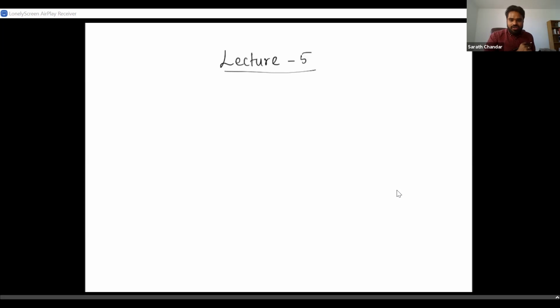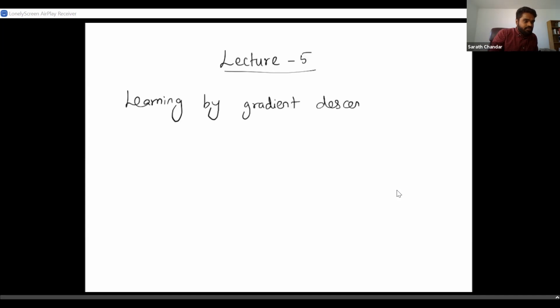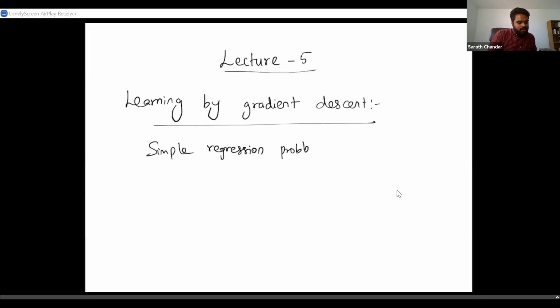So in this lecture, we are going to look at a new learning algorithm, which is gradient descent. Let's see how to do learning by gradient descent. To do this, we are going to consider the simple regression problem that we have been using as a running example in this course, which is the housing price prediction problem. In this case, x is a single feature, so x belongs to R, and y, the target, is also a single variable, so y belongs to R.